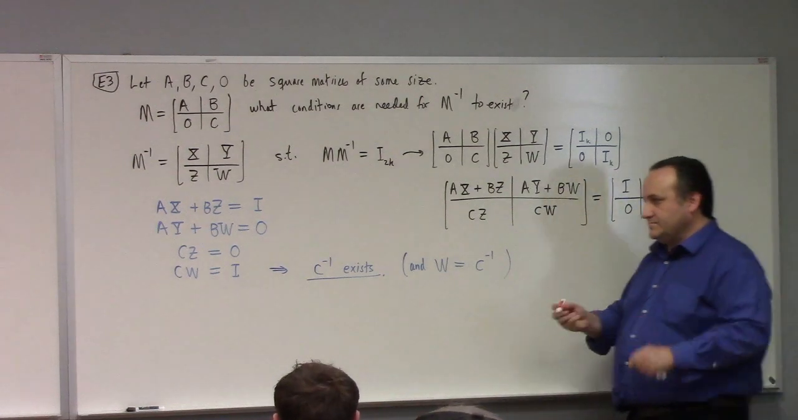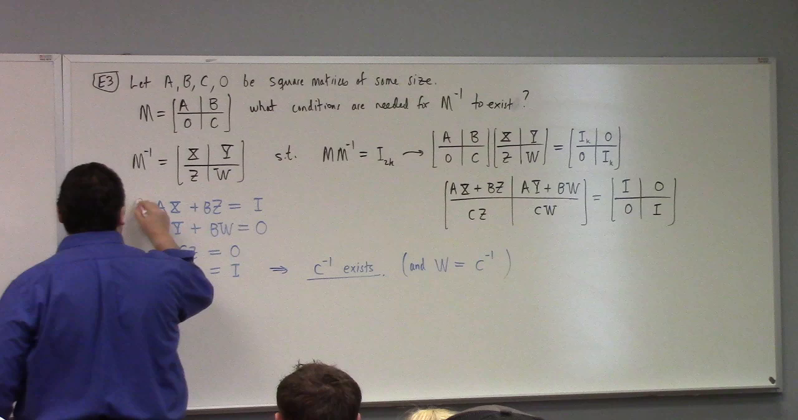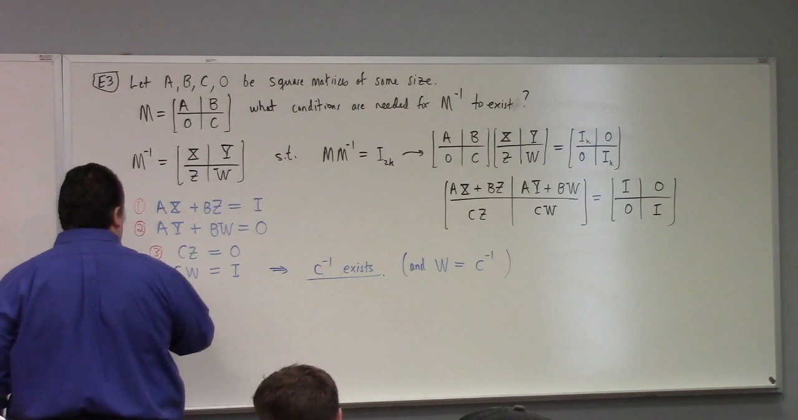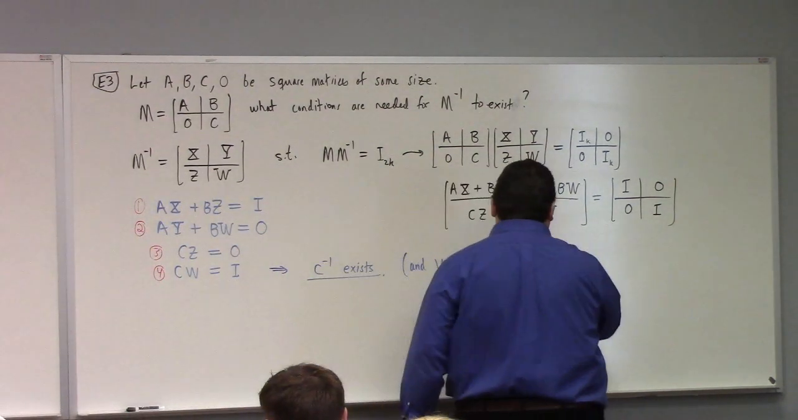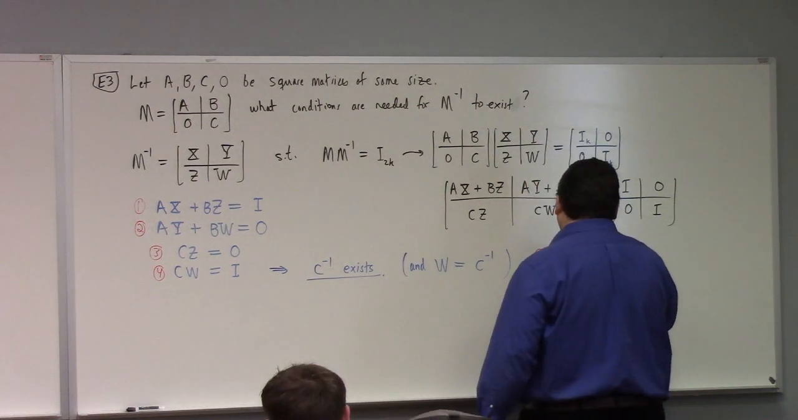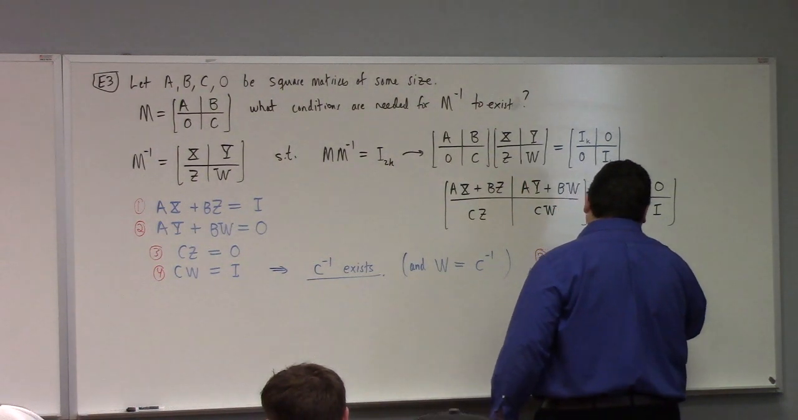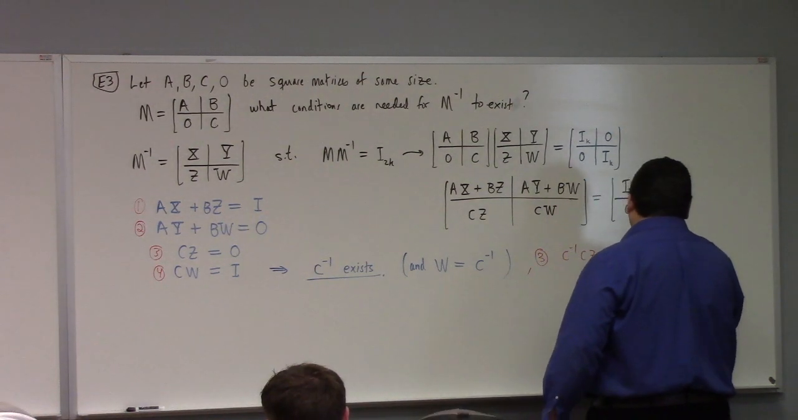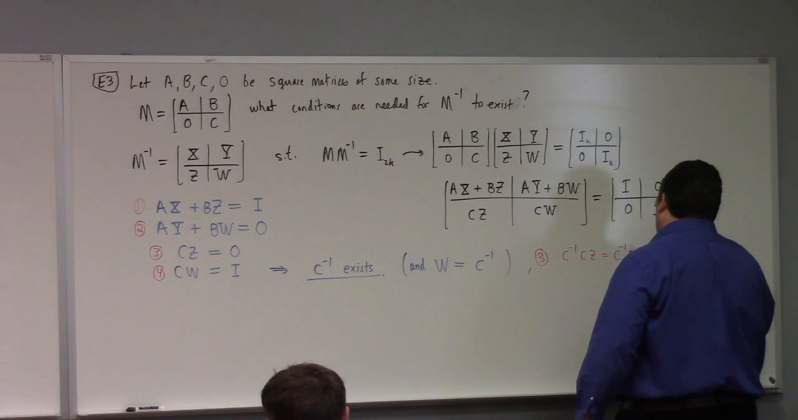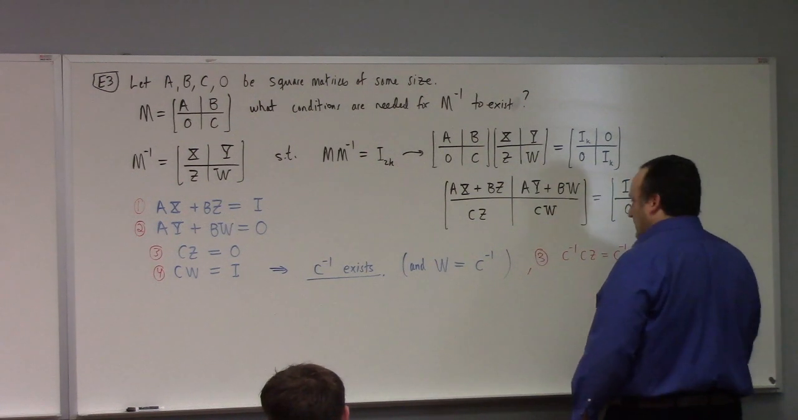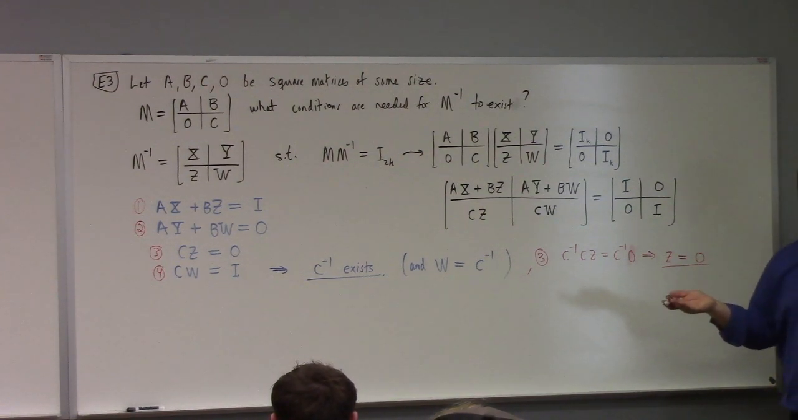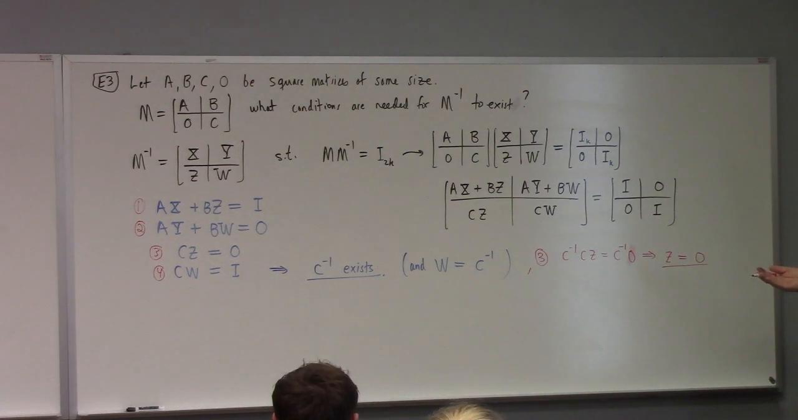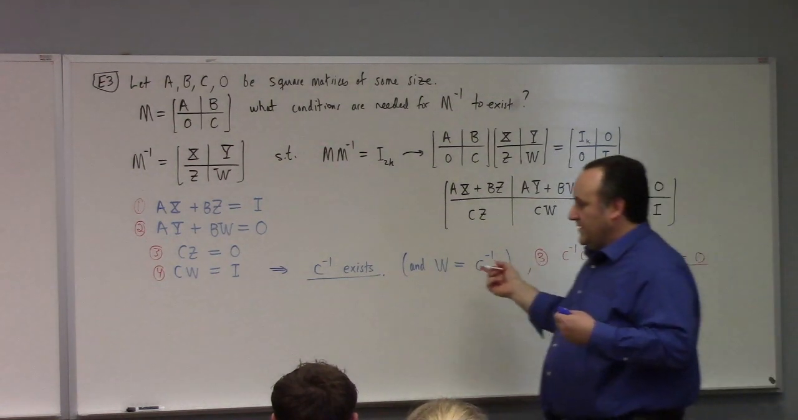But what does that tell me then? Let me number these things: 1, 2, 3. So we've used 4. What does 3 tell me now? 3 tells me that C inverse times CZ is equal to C inverse times 0, which is to say, just what you told me, that I times Z, which is just Z, is equal to 0. All right, well that's 50% done. We're 50% done finding the inverse of M. Two more blocks to go, right?